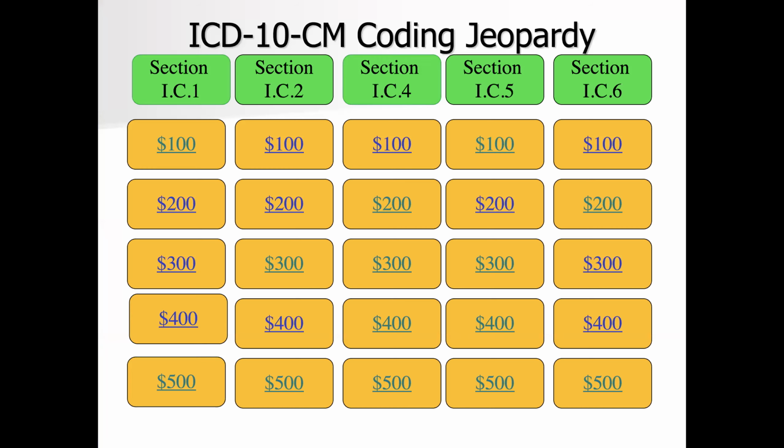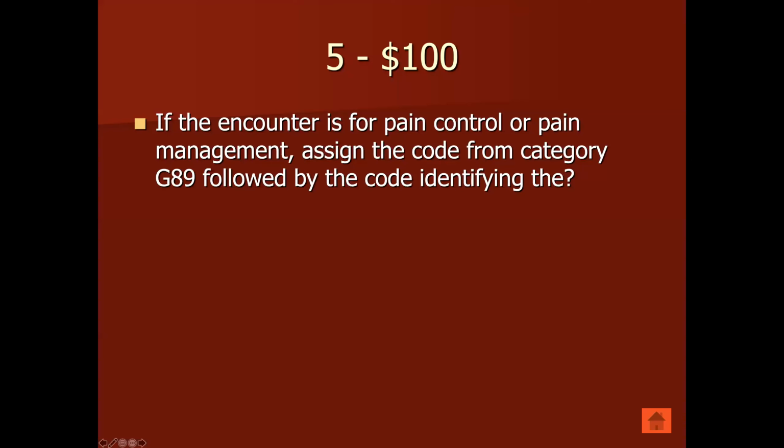Section 6, 100. If the encounter is for pain control or pain management, assign the code from category G89, followed by the code identifying the site-specific pain? That is correct for Destiny, and we are back to Lisa.